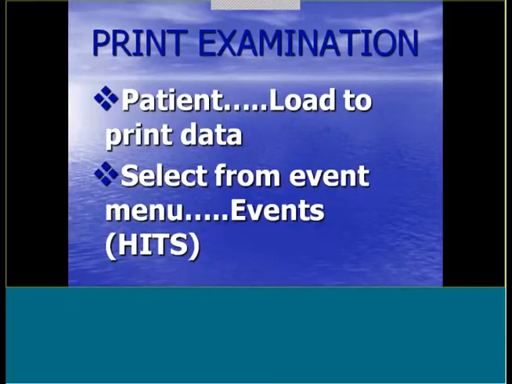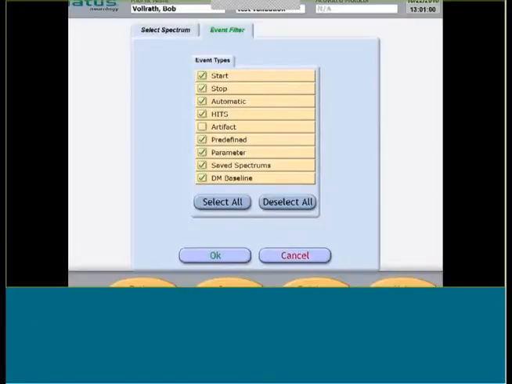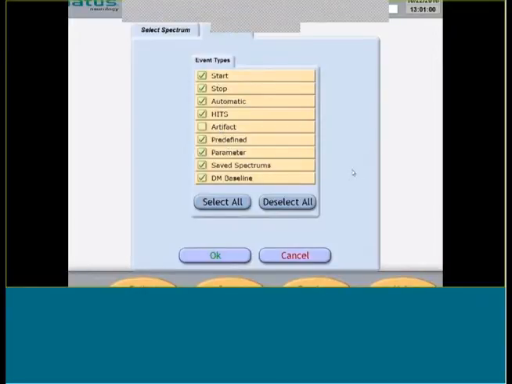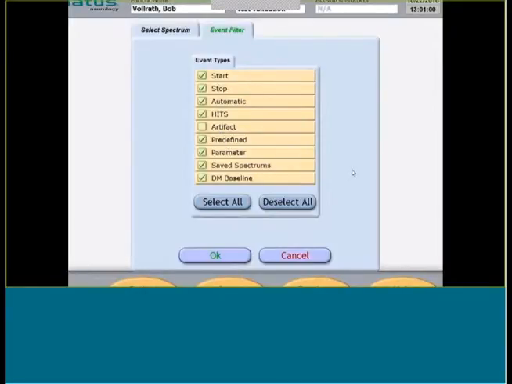Okay, so to print the exam, you go back into patient. We're done now. We're going to go back into patient, and you load the patient to print the data. Now you select from the event menu. So you'll see events. I'll show you up here. You can do start, stop, automatic hits, artifact, predefined. So you can filter out what you want to save. You can select all, deselect all, check off just, I only want hits, that's all I care about. And then say OK.